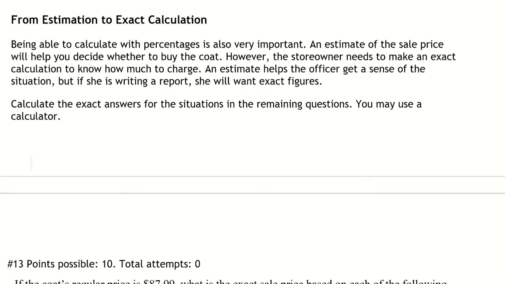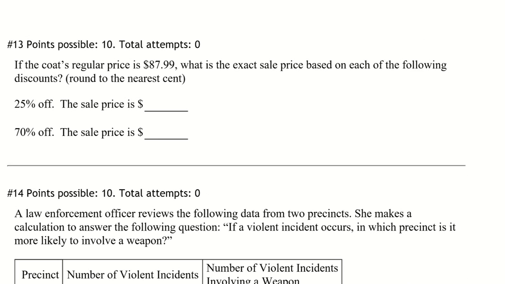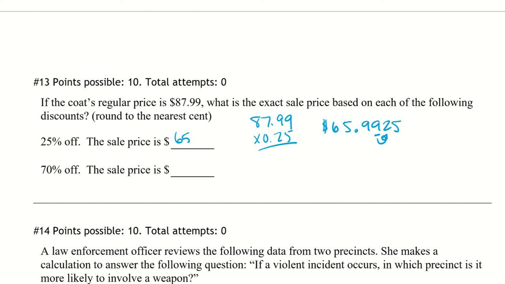Now the second half is exact calculation. So now use your calculator. You're going to actually multiply the 87.99 and the 0.25, and then round as needed. So if I get 65.9925, nearest cent is what you always want to round money to, hundredths place. So this will be 65.99. $65.99.